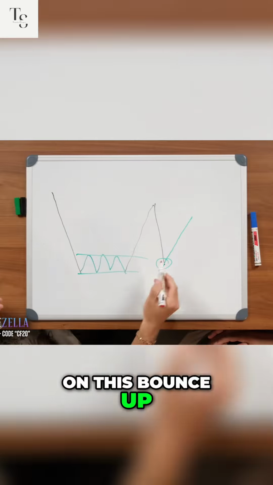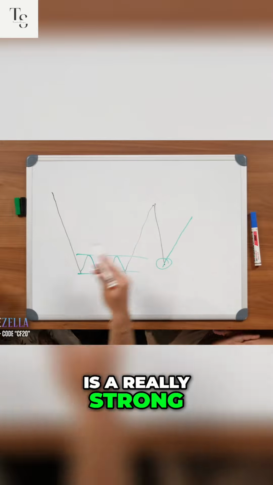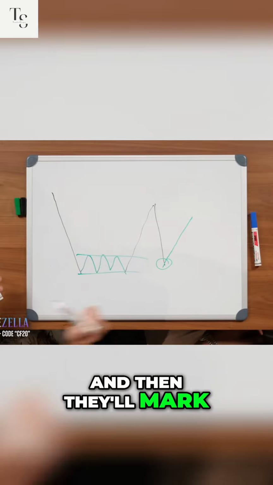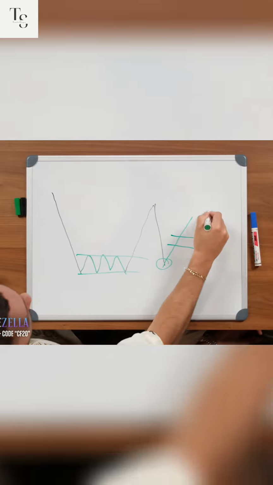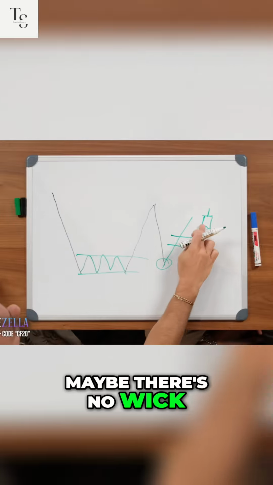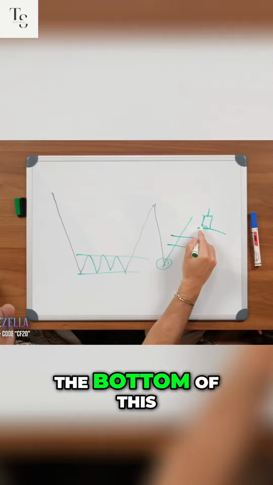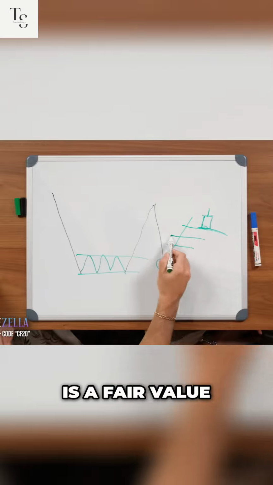On this bounce up, what traders will see is a really strong rally candle to the upside, and then they'll mark their fair value gap somewhere in this area. They'll see a candle, right? And then they'll mark, maybe there's no wick, the bottom of this candle and say, this is a fair value gap right here.